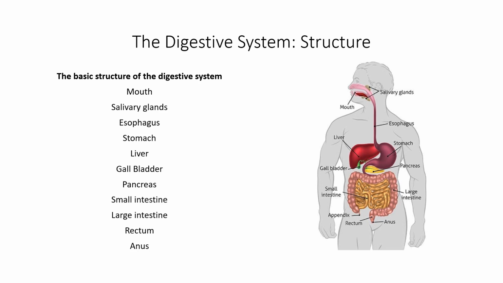So let's start off with the basic structure of the digestive system. The digestive system will start at the mouth, and within the mouth you've also got the salivary glands. Food will then pass through the esophagus, into the stomach, and in the same region you'll have the liver, gallbladder and pancreas. You also have the small intestines, which the large intestines are wrapped around, and they lead into the rectum and the anus.